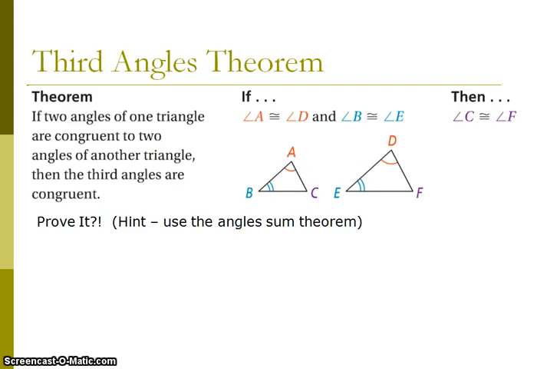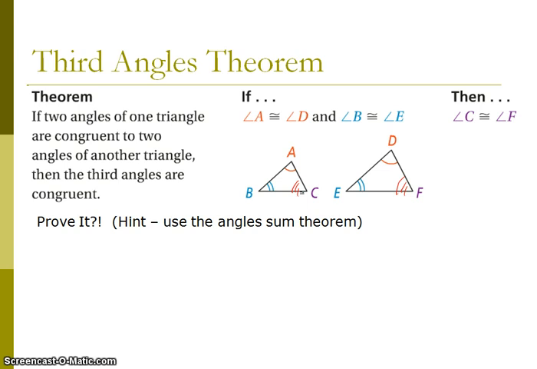Now, there's a theorem, the third angles theorem. If two angles of one triangle are congruent to 2 angles of another triangle, then the third angles are congruent. Well, that should be logical to us all, because since we learned the triangle angle sum theorem, if these two are congruent to each other, this one must be congruent. It must be, because they all must add up to 180. So that's what the third angles theorem is.